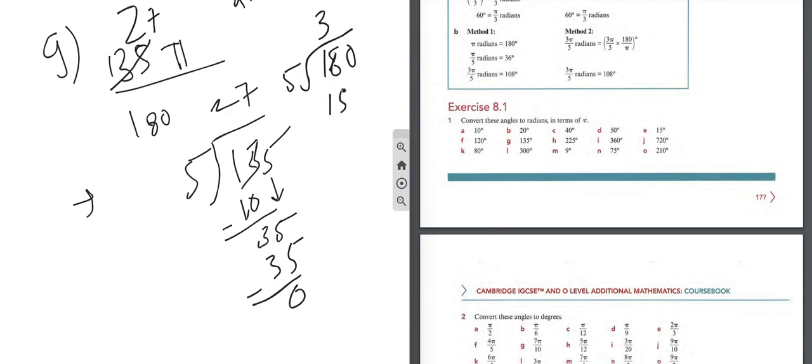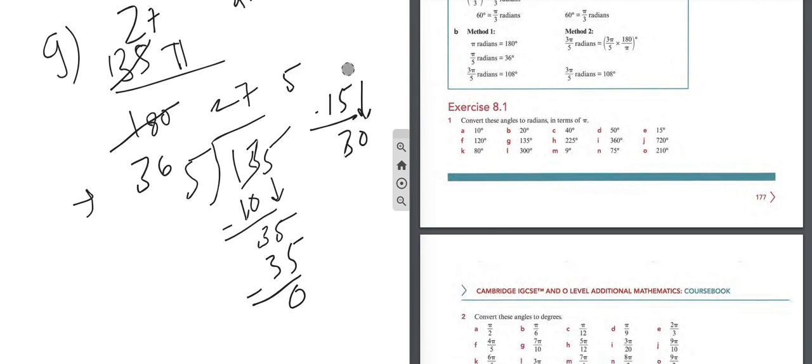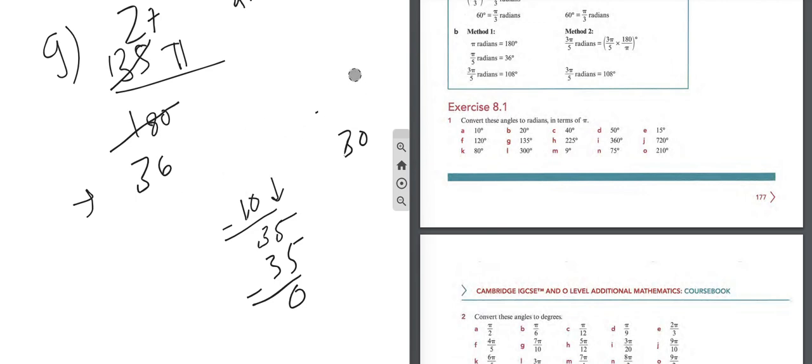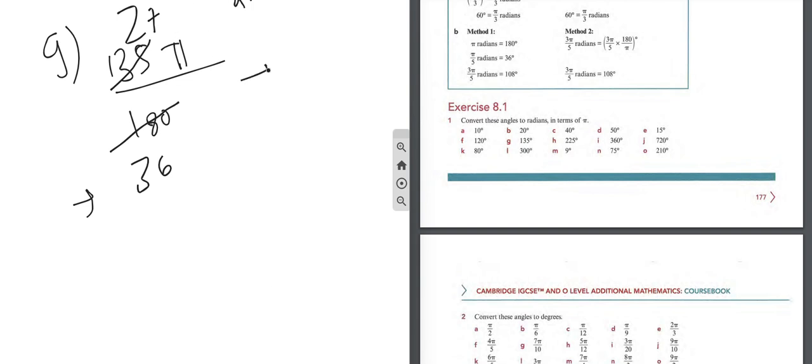3, 15, we get 3 here, so 0, 6, we get 36. Okay, no problem. We cannot simplify this anymore, right? So if you cannot simplify it anymore, then you can just write it as 27 pi by 36. There is nothing wrong with the answer.